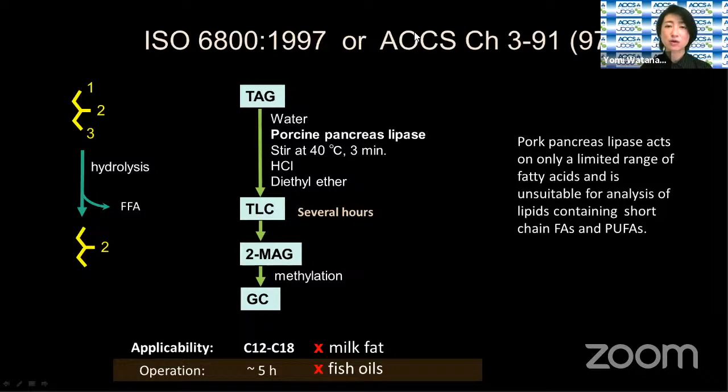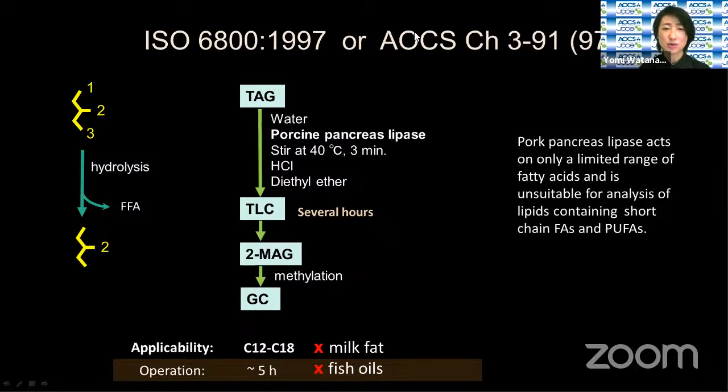Here is a description of the conventional method for determining the fatty acids in the SN2 position of TAG, originally developed by Brockerhoff in 1965. Fatty acids at the SN1 or 3 positions of TAG are hydrolyzed by pancreatic lipase. The hydrolysis has to be very short, like 3 minutes, because the 2-MAG are very unstable in the hydrolysis matrix. The resulting 2-MAG is isolated by TLC, and the fatty acid composition of the 2-MAG spot is analyzed by GC.